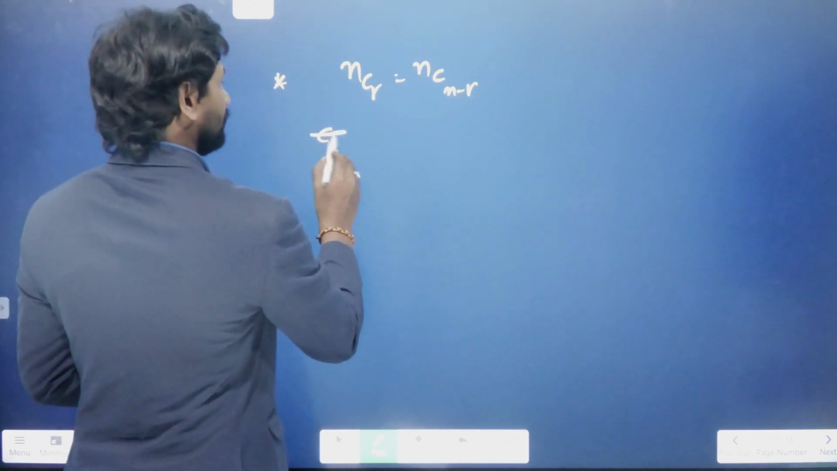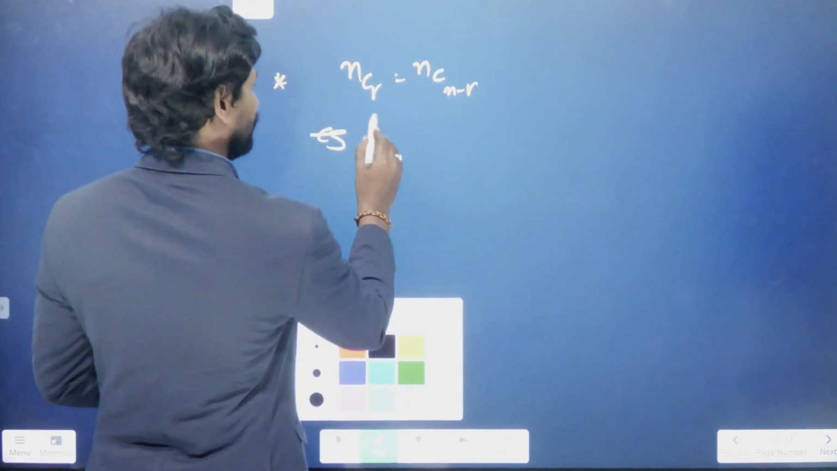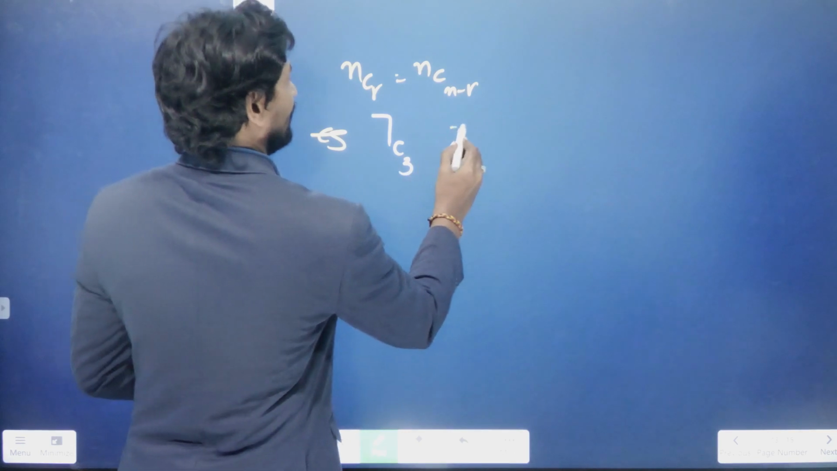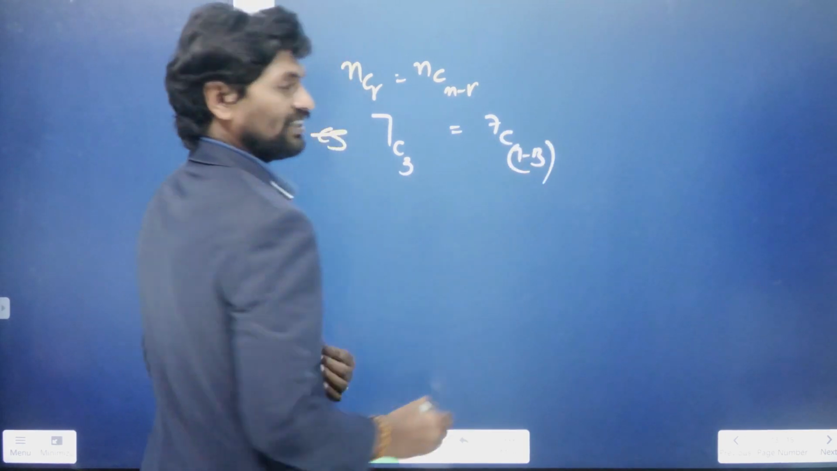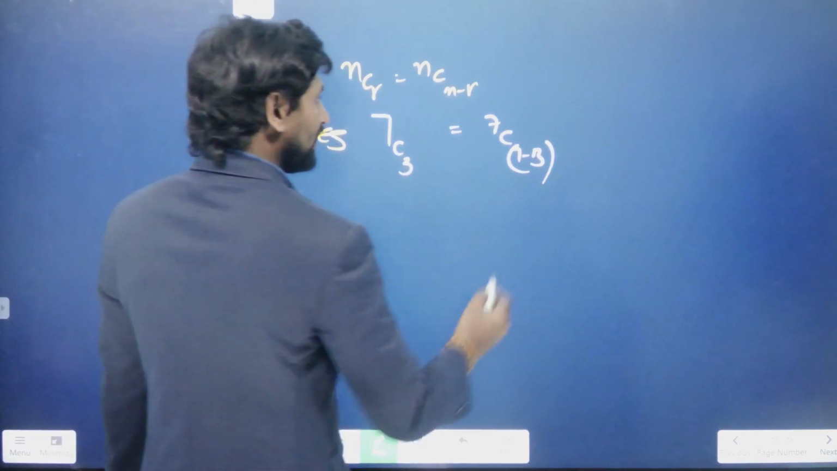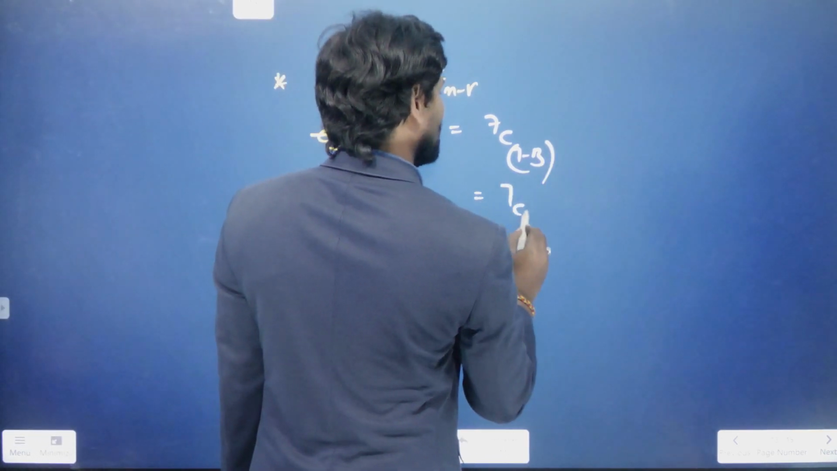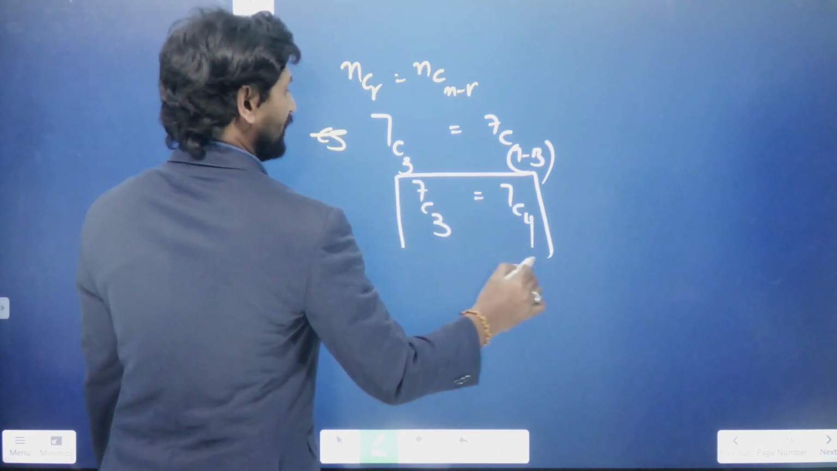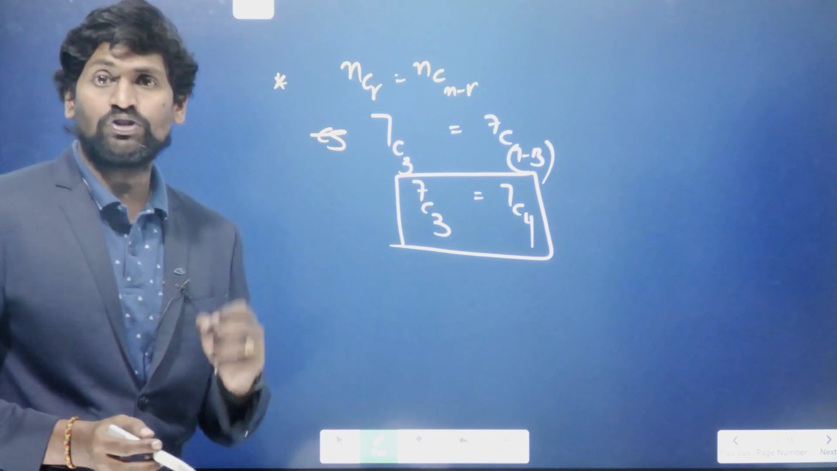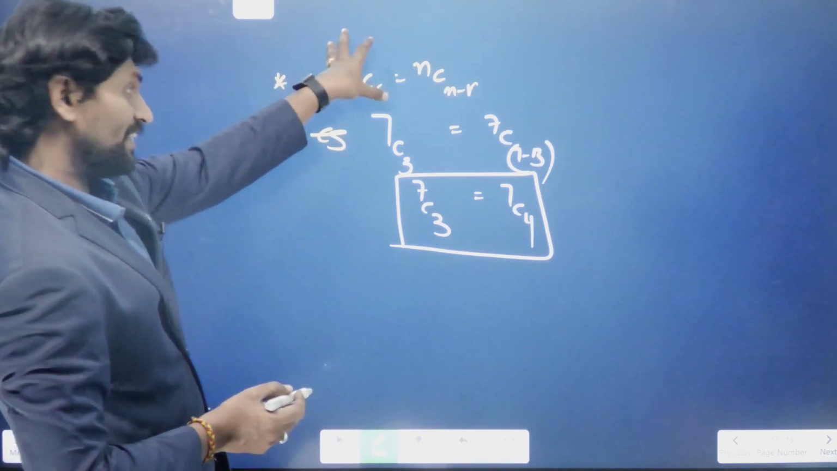For example, 7C3 is equal to 7C(7 minus 3). Am I right? According to the formula, 7 minus 3 means 7C4. That means the 7C3 value and the 7C4 value are both equal according to this important point.